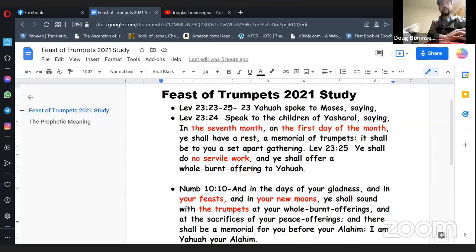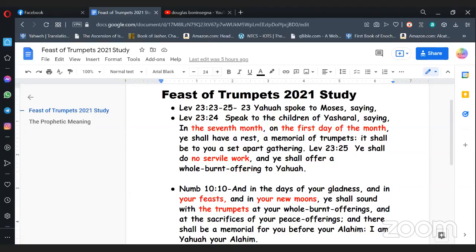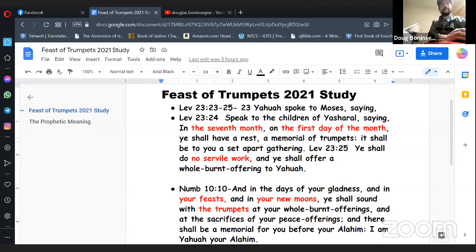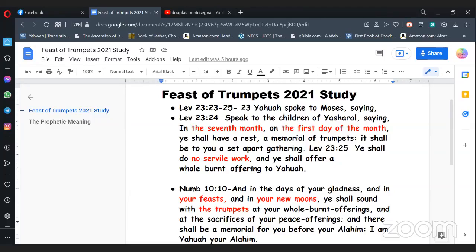Okay, so we're going to start at verse 23 of Leviticus 23. Here we go. It says, "And Yahuwah spoke to Moshe, saying, Speak to the children of Yashar'el, saying, In the seventh month, on the first day of the month, the new moon, you shall have a rest, a Sabbath, a memorial of trumpets shall be to you, a set-apart gathering."